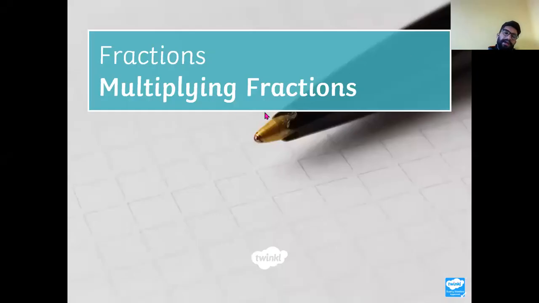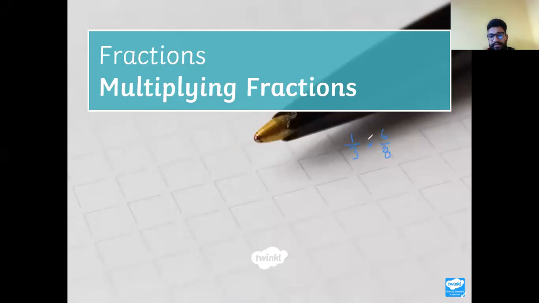Here is fraction multiplying fraction. That's our another relation. Fraction multiplying fraction, what does it mean? We have to multiply two fractions, right? Suppose you have one fraction like 1 by 3, you have to multiply this fraction by another fraction, for example 6 by 8. What will be the result that we have to get here?